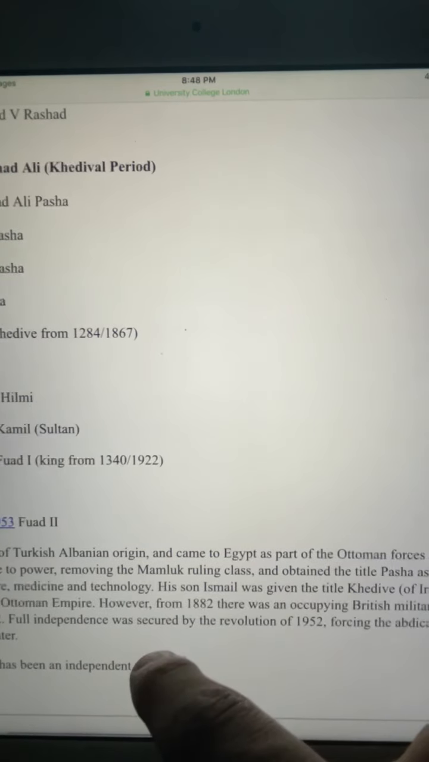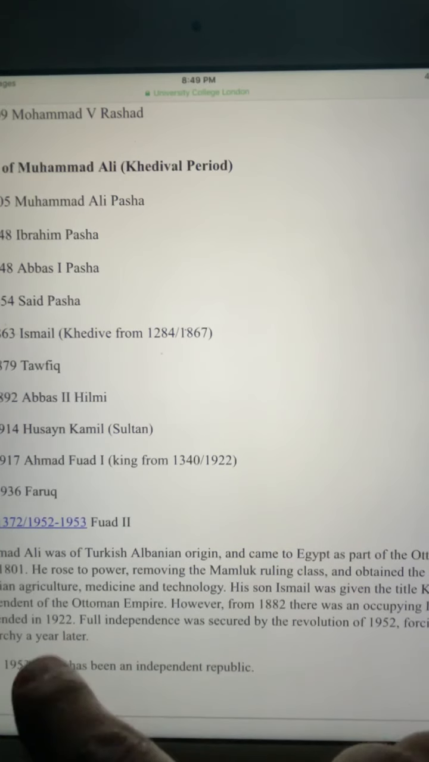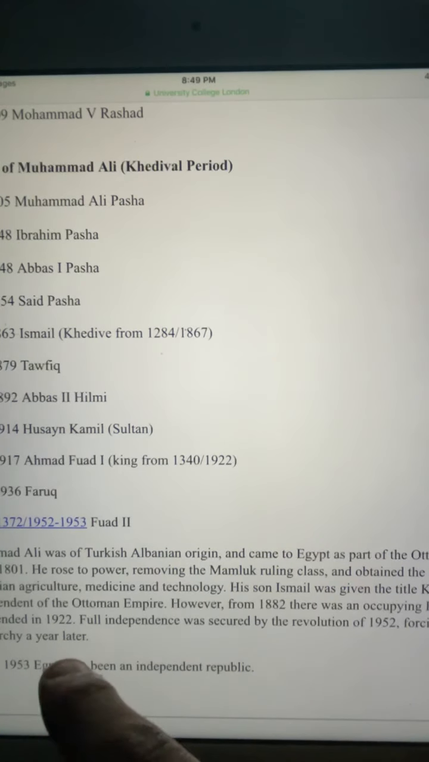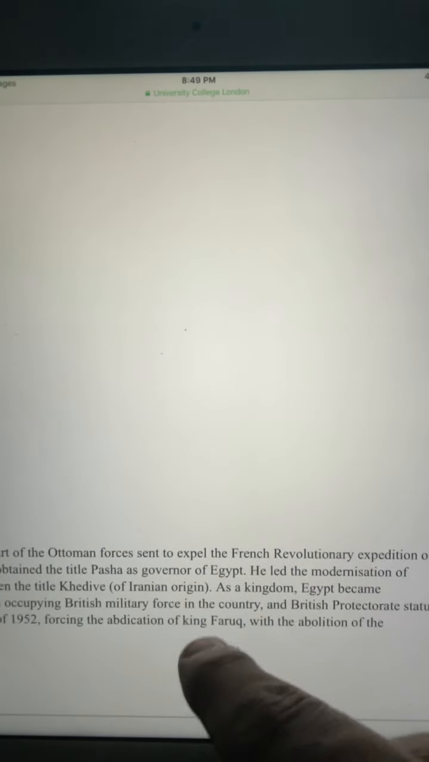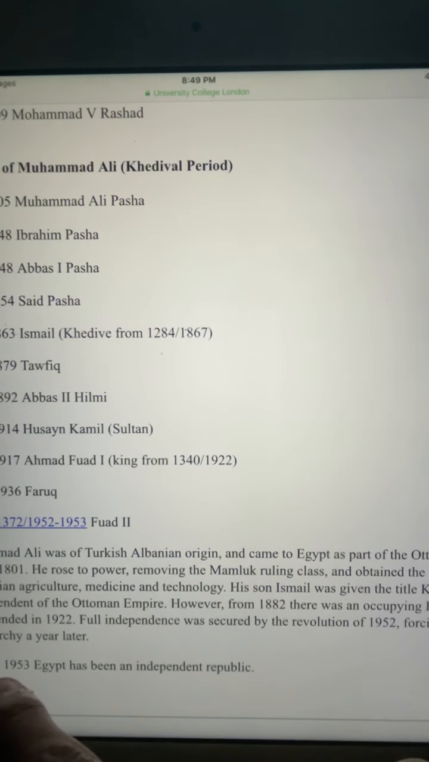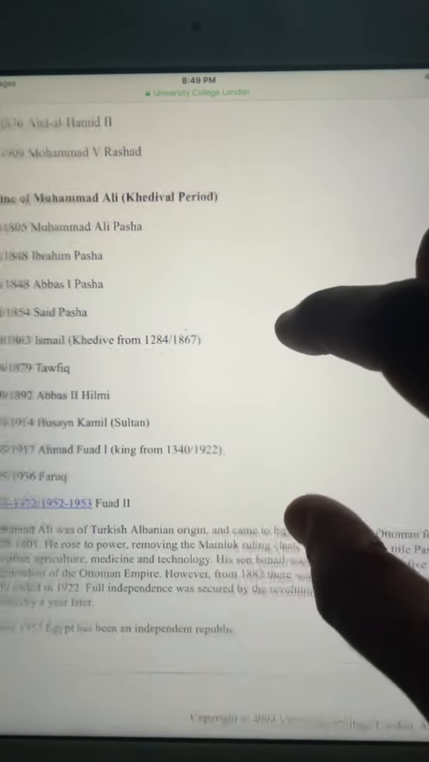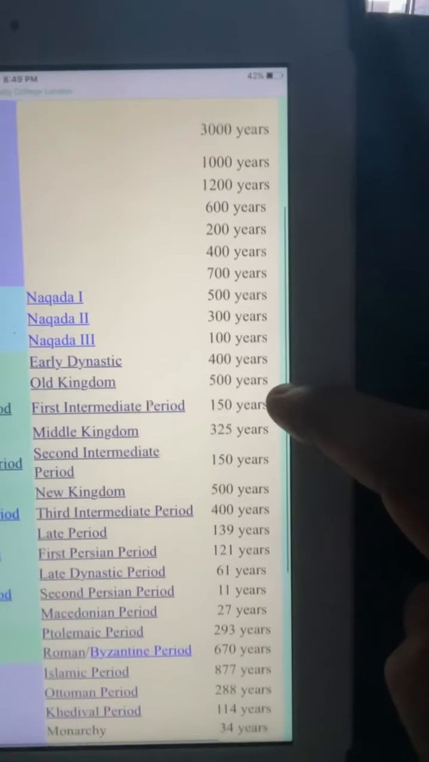However, in 1882, Egypt was occupied by the British military, and that ended the occupation in 1922. And then Egypt became fully independent in 1952. That's their Independence Day. And basically forcing the abdication of King Farouk, with the abolition of the monarchy a year later. And the independence of the Republic of Egypt came in 1953 when they had their first president. And then eventually their ministers now. And that is the history of Egypt, everybody, in a nutshell. So you could see the time periods, right? From the early dynasties, how far they've gone.